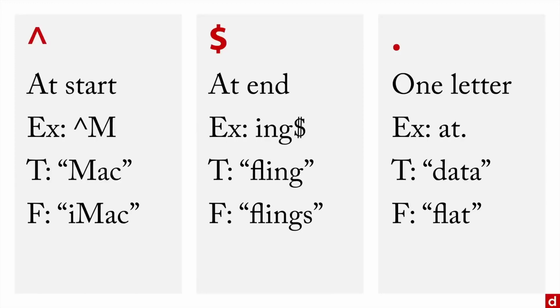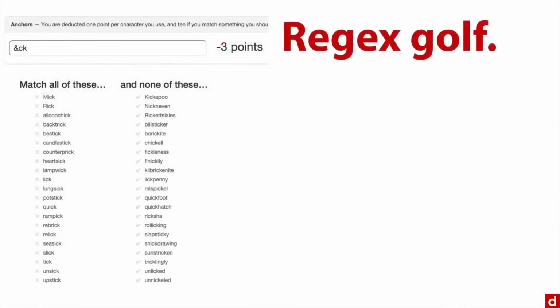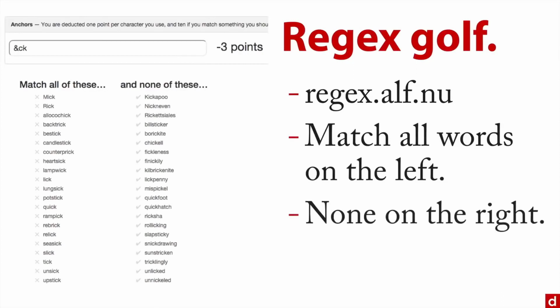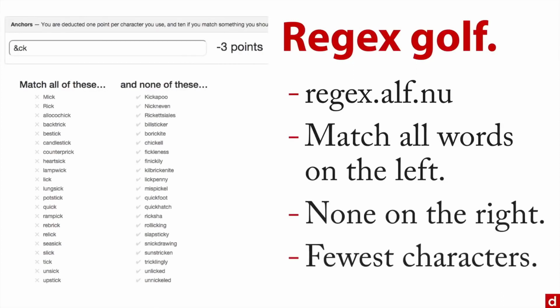Now, one interesting thing about this is you can actually treat this as a game. I love this website. It's called Regex Golf, and it's at regex.alf.nu. And what it does is it brings up lists of words, 2 columns, and your job is to write a regular expression in the top that matches all the words on the left column and none of the words on the right, and that uses the fewest characters possible. And you get a score. And it's a great way of learning how to do regular expressions and learning how to search in a way that's going to get you the data that you need for your projects.